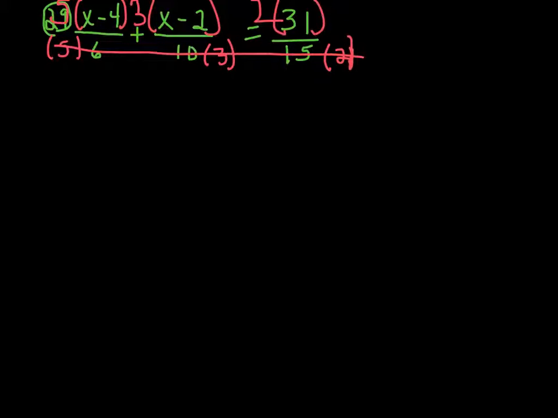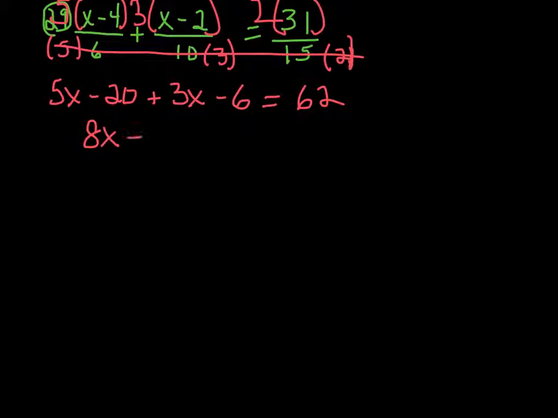So I have a 5 times that x minus 4, so I'm going to distribute that through. That's going to give me 5x minus 20 plus, and now I'm going to distribute the 3 through to the x minus 2. That will give me 3x minus 6 equals, and now I'm going to multiply that 2 through to the 31, which will be 62. Now we have an algebraic equation here, so we add like terms. So I'm going to have 8x minus 26 equals 62.